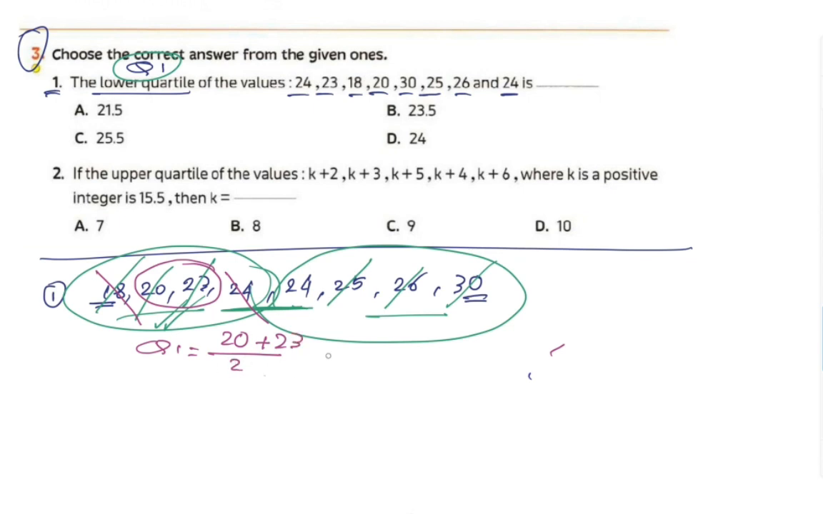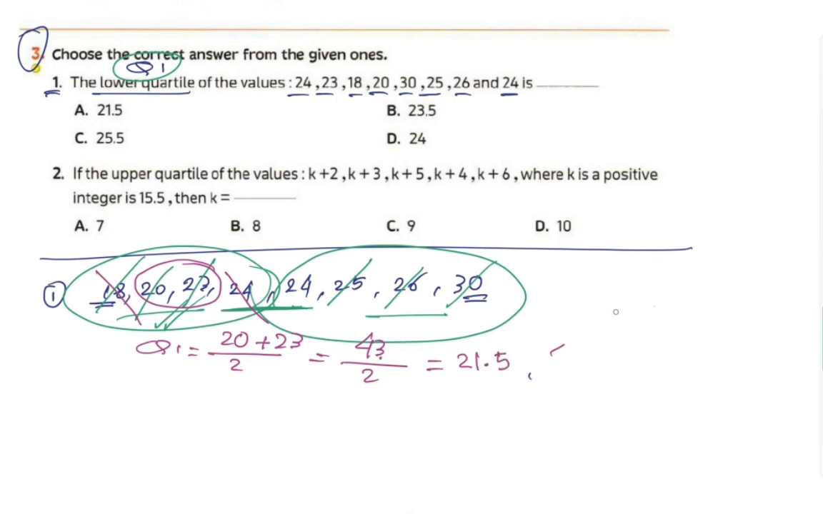Add them and divide by 2. 20 plus 23 equals 43, divided by 2. 4 divided by 2 equals 2. 3 divided by 2: 3 has just 1 two, and I will have 1 over 2, equal to half.